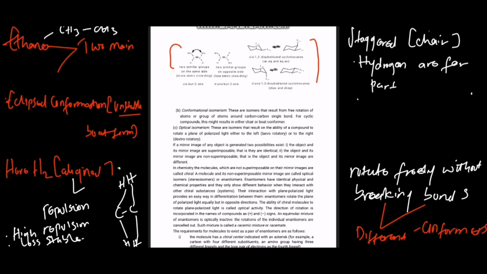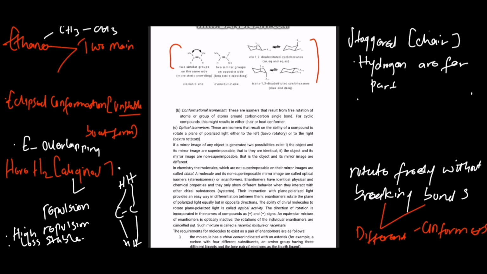The bonds are not overlapping. The bonds are overlapping in the eclipsed. Yes, in the eclipsed conformation the bonds are overlapping, since they are very aligned, very close to each other. Since they are overlapping, there is high repulsion, and also they are less stable.